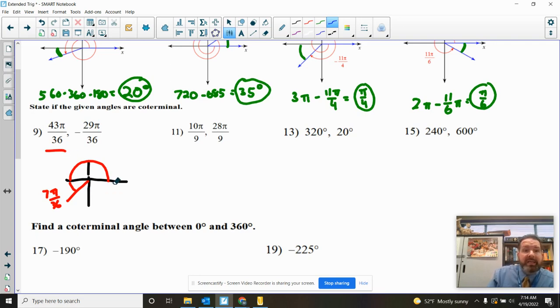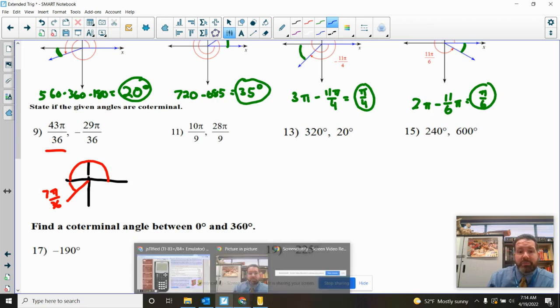The question is, if I take this and go another 7 pi over 30, oh no, I take that back. Forget that part. Let's figure out what the reference angle is for this one. So I'm going to say, all right, 29 pi over 36. That doesn't quite get me to a half rotation. So the question is, how close does it get me?